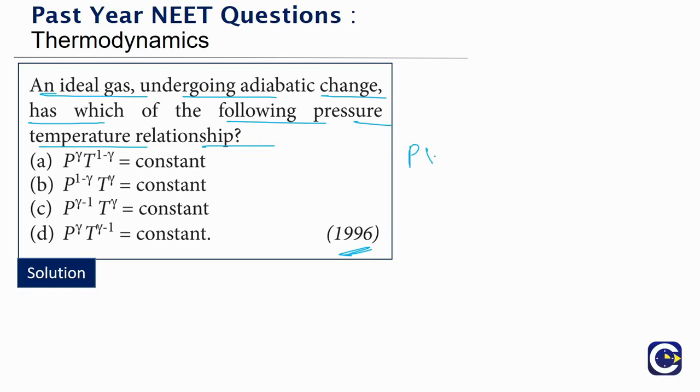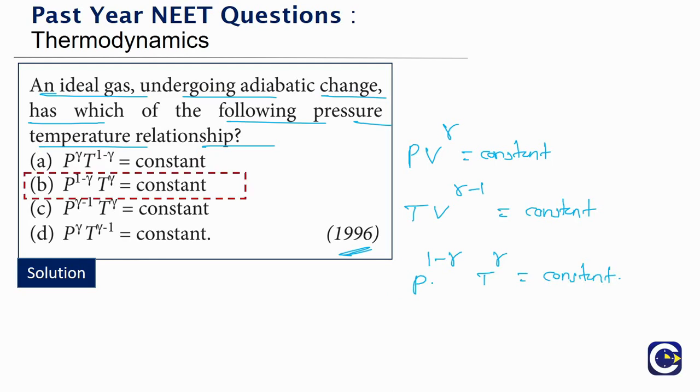So adiabatic means PV power gamma will be constant. That is the relation between the pressure and volume. T into V power gamma minus 1 will be constant. That is the relation between the temperature and volume. P power 1 minus gamma into T power gamma will be constant. This is the relation between the pressure and temperature. So what is the answer for this? It is option B.